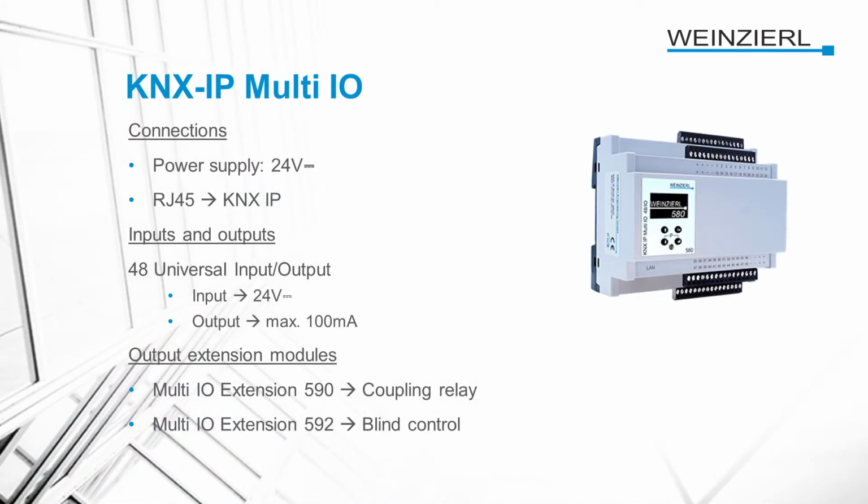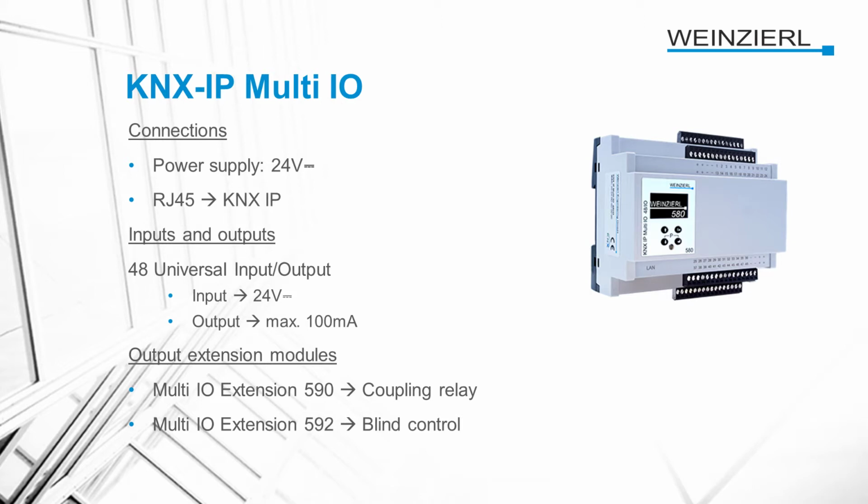But first of all, about the Multi IO itself. The KNX IP Multi IO is a universal KNX device which can be used as a binary input, switch actuator, as well as a shutter actuator. For this purpose, it has 48 universal connections, which can be used either as a binary input for 24 volt signals or as a switching output with 100 mA switching capacity. As already mentioned, the KNX connection is made via KNX IP.